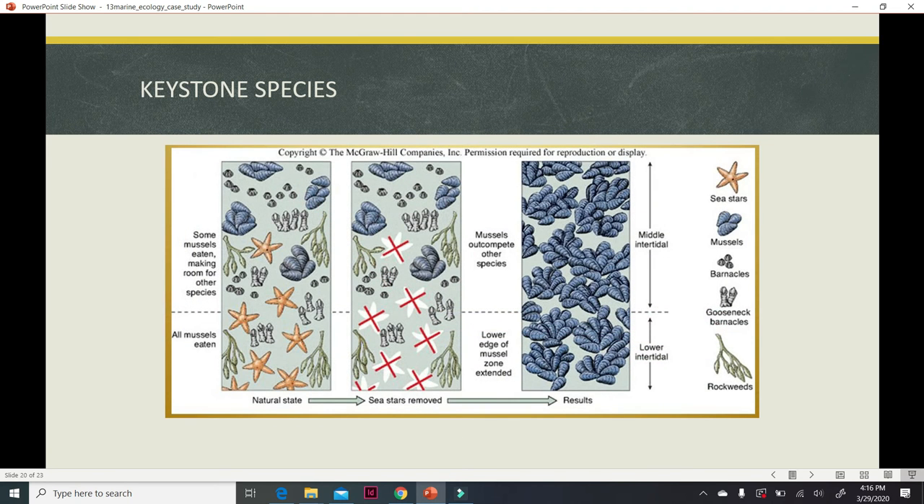So what he saw when he took away these sea stars was that mussels took over everything. Before, there were only some mussels, and they were only at the very top of the rocky intertidal. But when you took away their predator, the sea star, they moved down and they outcompeted everything. They outcompeted barnacles, they outcompeted the gooseneck barnacles, they outcompeted the rockweed, and they became the dominant species, so dominant that sometimes they were the only thing there.